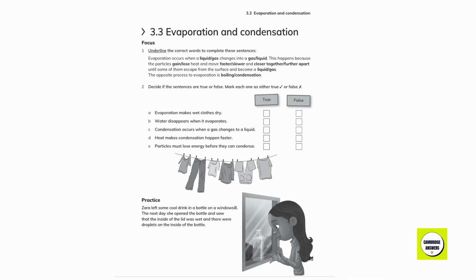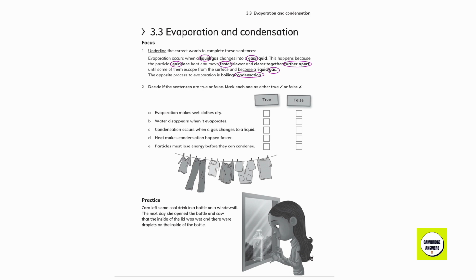Exercise 3.3 Evaporation and Condensation. Underline the correct words to complete the sentences. Evaporation occurs when a liquid changes into a gas. This happens because the particles gain heat and move faster and further apart until some of them escape from the surface and become a gas. The opposite process to evaporation is condensation.